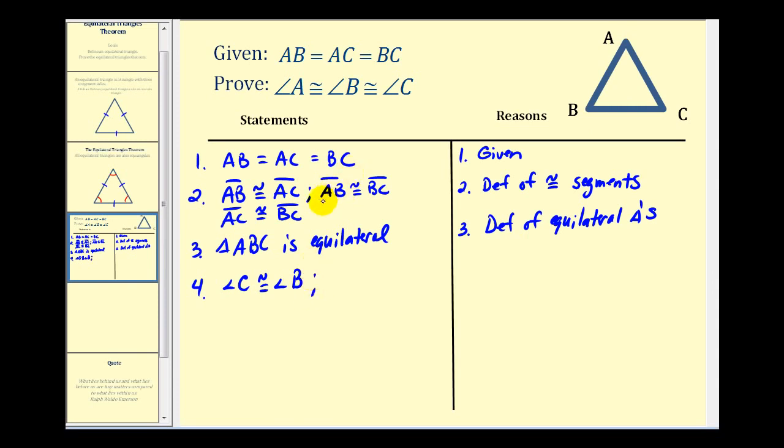It's also true that if side AB is congruent to side BC, angle C is congruent to angle A. And if side AC is congruent to side BC, we know that angle B would be congruent to angle A. Notice the letter of the angle is the vertex that's not an endpoint of the side. And the reason for this is the isosceles triangle theorem, which we proved in the previous video.